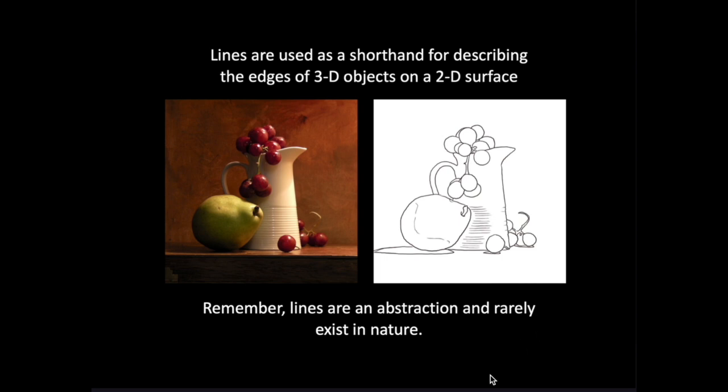Remember, lines are an abstraction and rarely exist in nature. So in nature, we have gradient. In nature, we have colors that transition softly or smoothly from one to another. And we rarely have real lines. They're an abstraction or a concept we can use to describe form on a 2D surface.